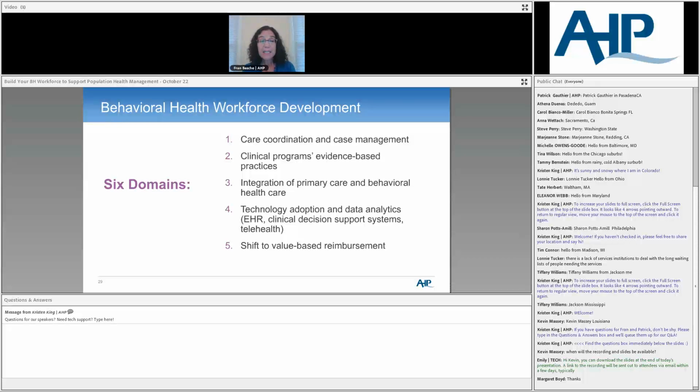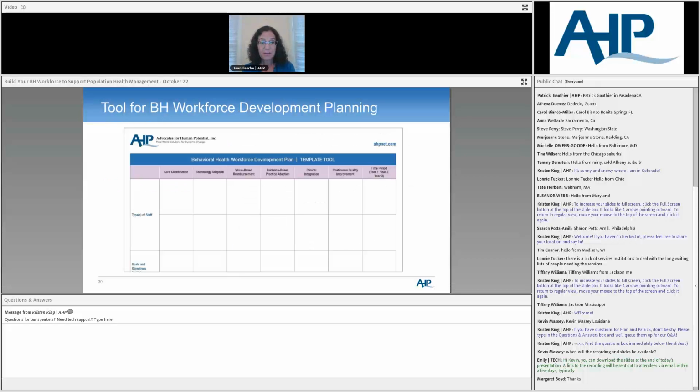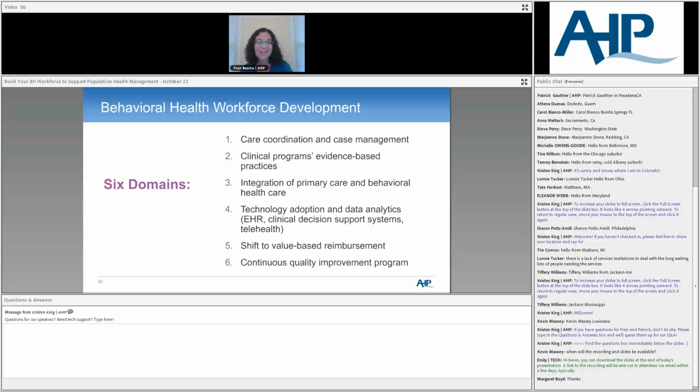Finally, the last domain is continuous quality improvement. As we mentioned earlier, staff at all levels, from clinicians to your backroom data analysts, need to understand those large behavioral health data sets, in addition to traditional claims data, in order to truly realize effective behavioral health management.